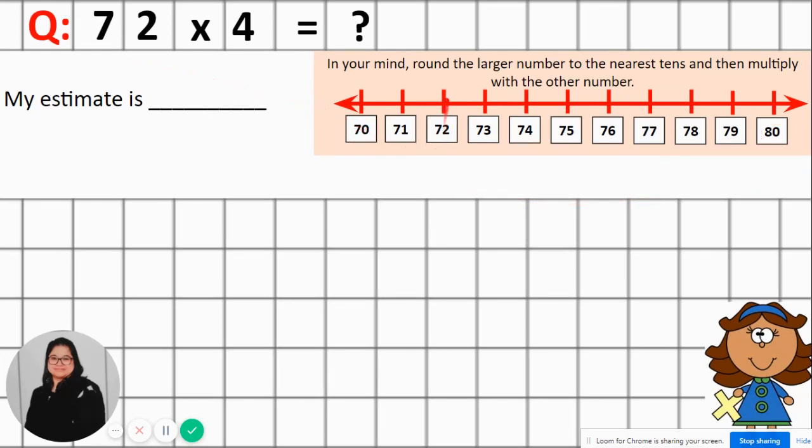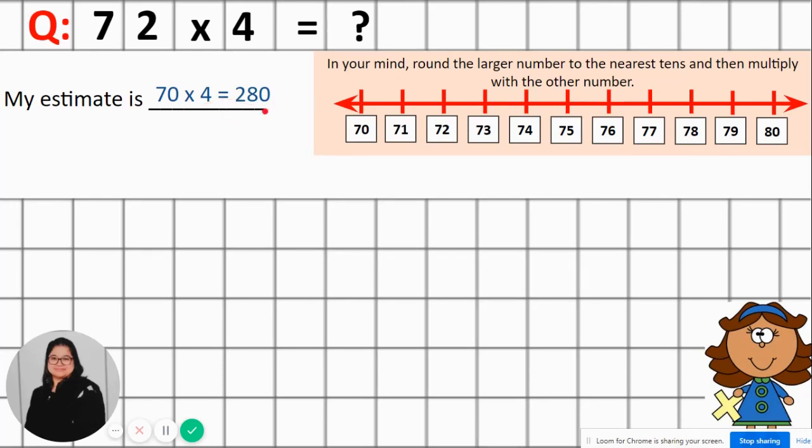72 is right here on the number line. So is it closer to 70 or is it closer to 80? 72 is closer to 70. So we are going to round our number to 70. And then we have to multiply with the other number, which is 4. So my estimate is 70 times 4 is equal to 280.